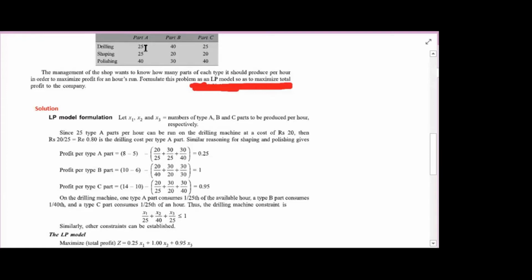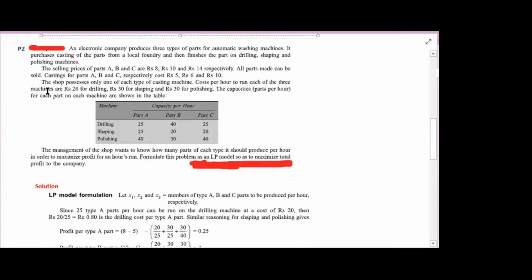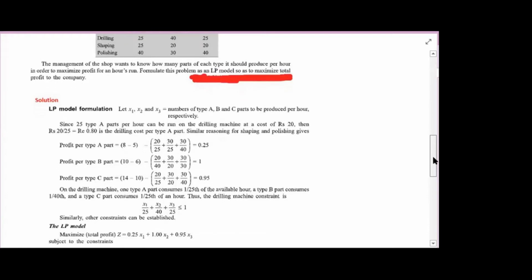Since 25 types of A, here you can see 25 जो है A के पार्ट ए के जो 25 नंबर हैं उसकी प्रोसेसिंग यानी ड्रिलिंग किया जा सकता है in 1 hour. Since 25 type A parts per hour can be run on the drilling machine at a cost of 20, because drilling cost per hour is given as 20. Here you can see the cost of drilling is 20, 30 for shaping and 30 for polishing. 20, 30 and 30, right?